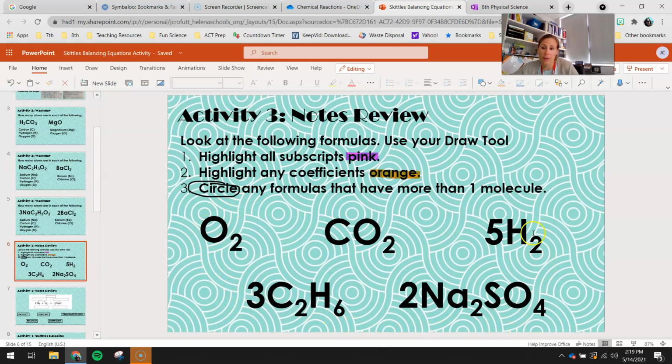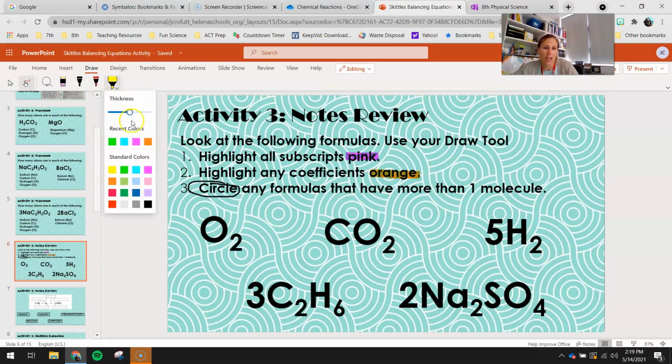So you have 5 formulas of molecules. You are going to look at each of those formulas and highlight any of the subscripts pink. So show me what you understand about writing a chemical formula by highlighting all the subscripts pink. For instance, on oxygen, this 2 right here is a subscript, so I would highlight it pink, okay?